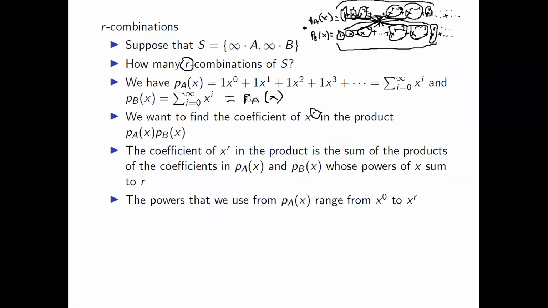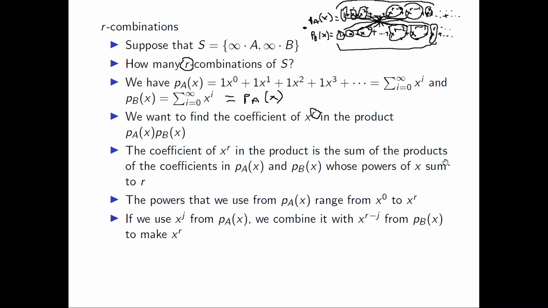So the powers that we're using from P sub A, we can look at those powers. We started at x to the 0 with that 1. We go all the way to x to the r. So we're ranging from x to the 0 to x to the r. Same with P sub B, x to the 0 to x to the r. And note that when we use x to the j from P sub A, we're combining it with x to the r minus j from P sub B. So the x to the 0 went with the x to the r, the x to the 1 went with the x to the r minus 1, x to the 2 went with the x to the r minus 2, and so on, all the way up to the x to the r going with the x to the 0. So x to the j goes with x to the r minus j.